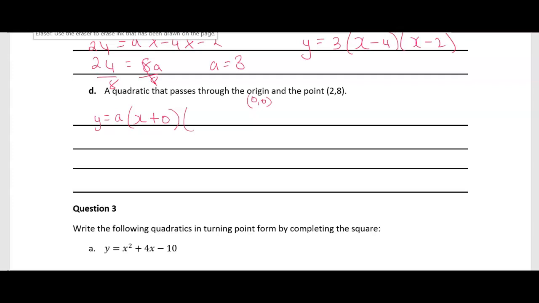I don't actually think we've got enough information. We don't have enough information with this one. The reason we don't have enough information is we do need 3 points and we've only got 2 points. And because we don't have the x-intercepts, it's too hard. So cannot do. Not enough information.